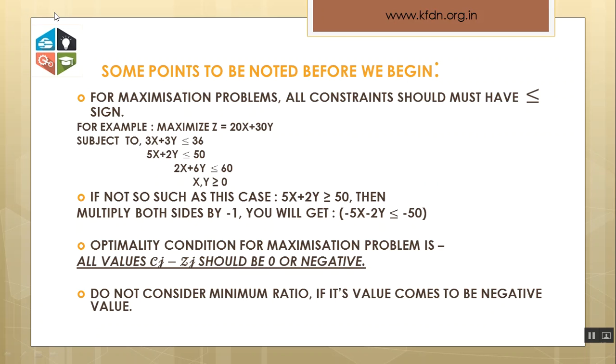The third point is the optimality condition. The optimality condition for a maximization problem is that all values of Cj minus Zj should be 0 or negative. Cj minus Zj we will be discussing further. Do not consider the minimum ratio if its value comes to be negative. Now again, you must be wondering what the minimum ratio is, which we will discuss in a further video.